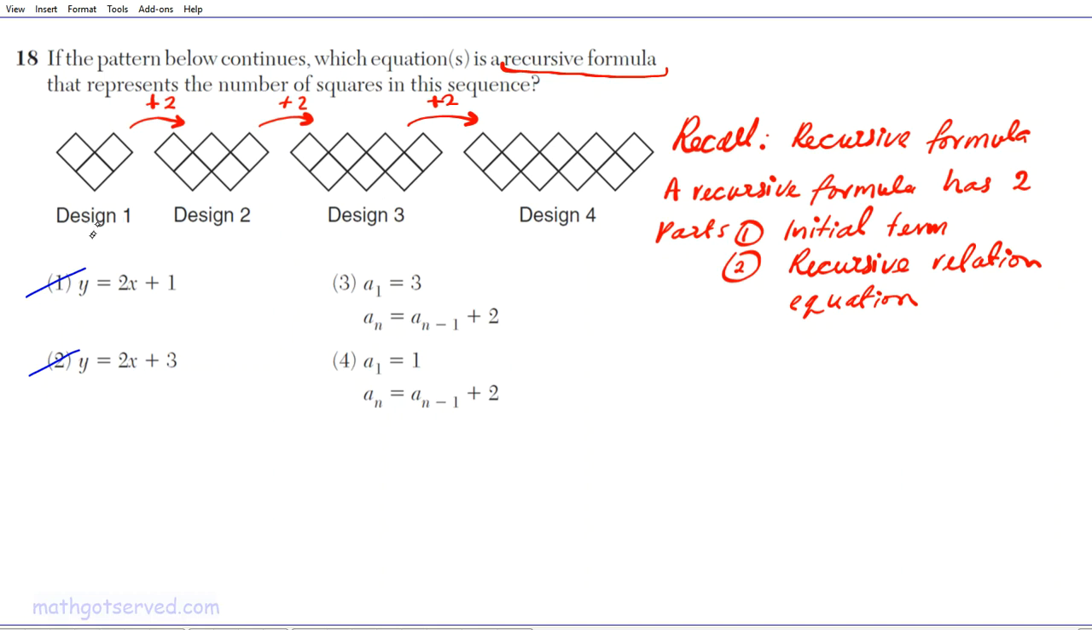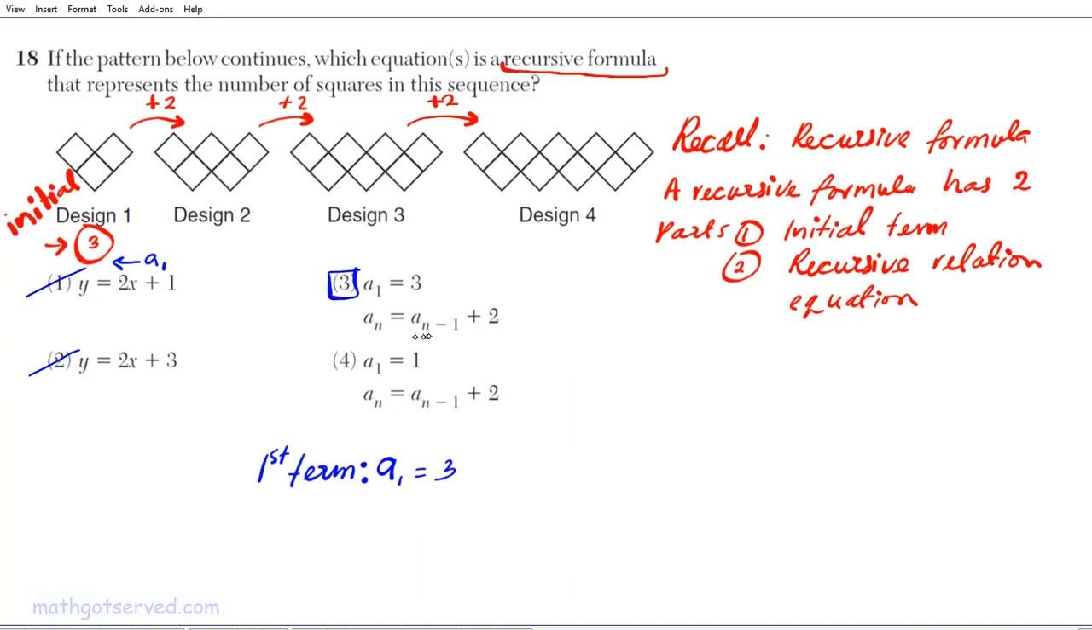Alright, so you initially started with 3, so that's your initial term, and then to get the next term you add 2. So take a look at these two options here. Which one has the first term A1 equals 3? First term is A1. If you look at the index, it tells you the position. A1 is the first term. So which one has A1 of 3? Option 3, so that's automatically your correct answer.